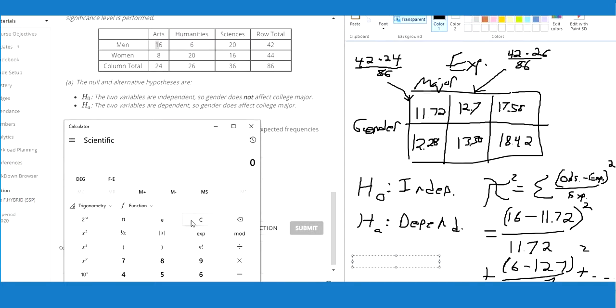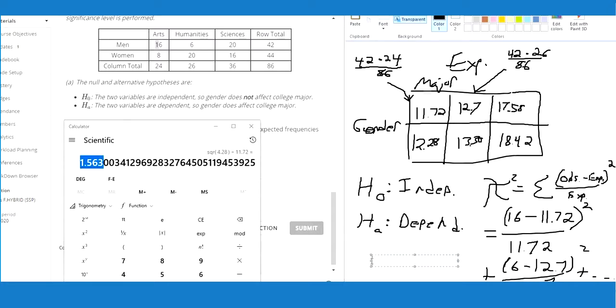So my observed was 16 for men in the arts. My expected was 11.72. Square that difference, then divide it by the expected. So my first value is 1.563.